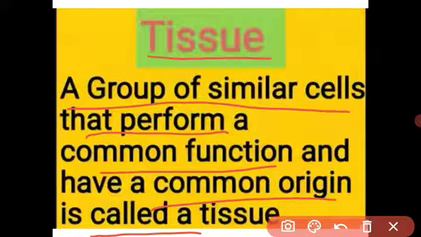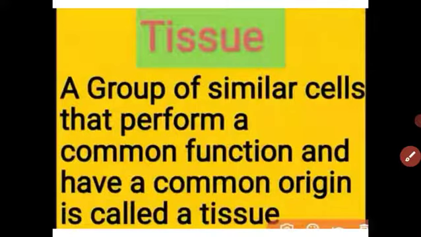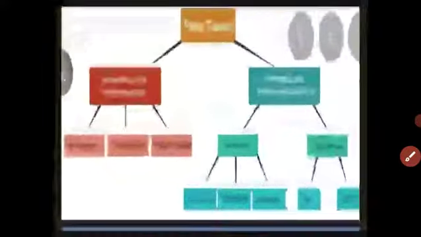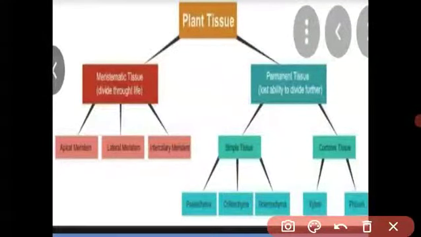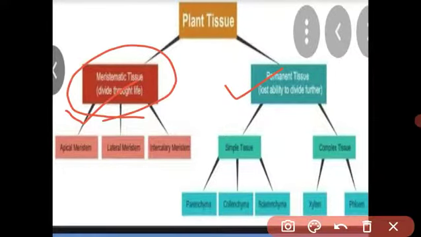In this lesson, we are going to study two types of tissue, animal tissue and plant tissue. Let us see plant tissue first. There are two types of plant tissue, meristematic tissue and permanent tissue. Meristematic tissue is tissue that has the ability to divide. This tissue is called meristematic tissue. It is also called dividing tissue. Due to this tissue the plant can grow.